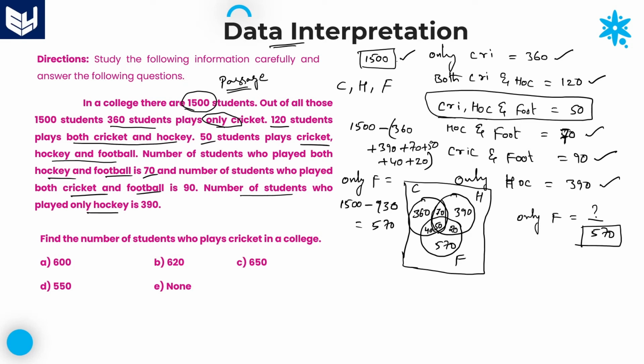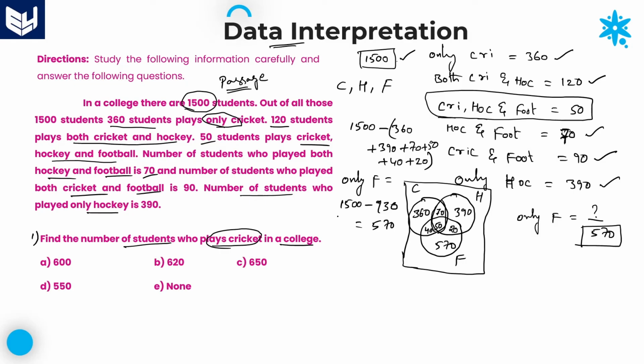Here in caselet data interpretation, the information will be given in the form of a passage. From that passage we need to draw some standard conclusions. Once you have this entire information, it is very easy to solve the problems based on caselet data interpretation. Now look at the first question: find the number of students who play cricket in the college. He is not asking us to take only cricket.